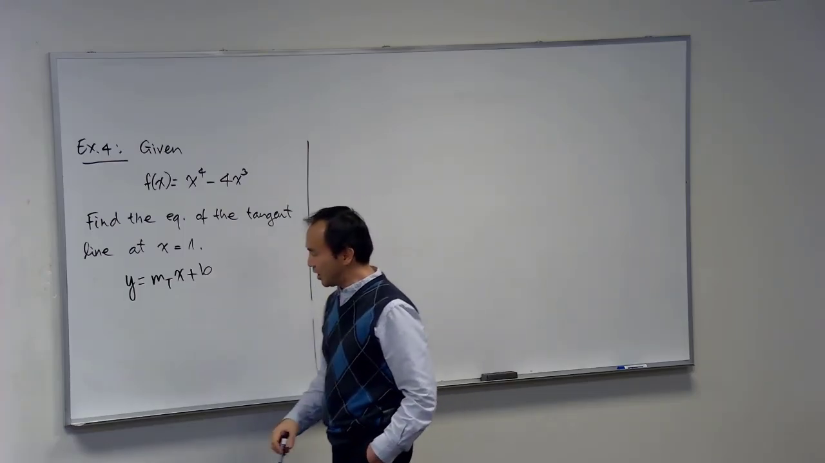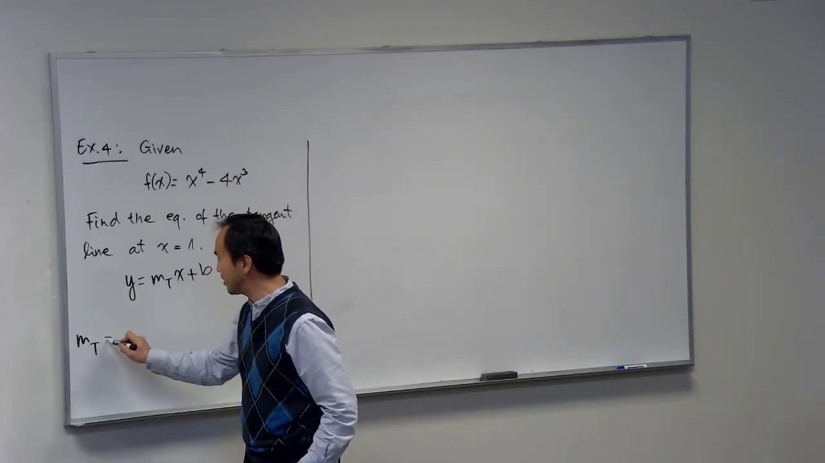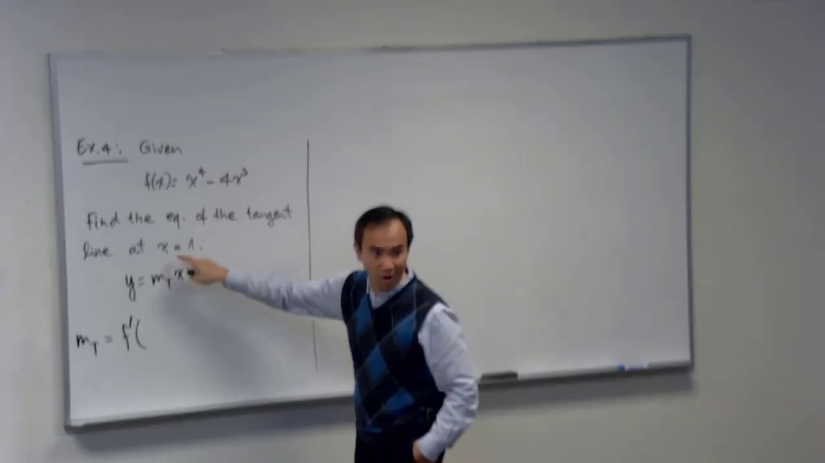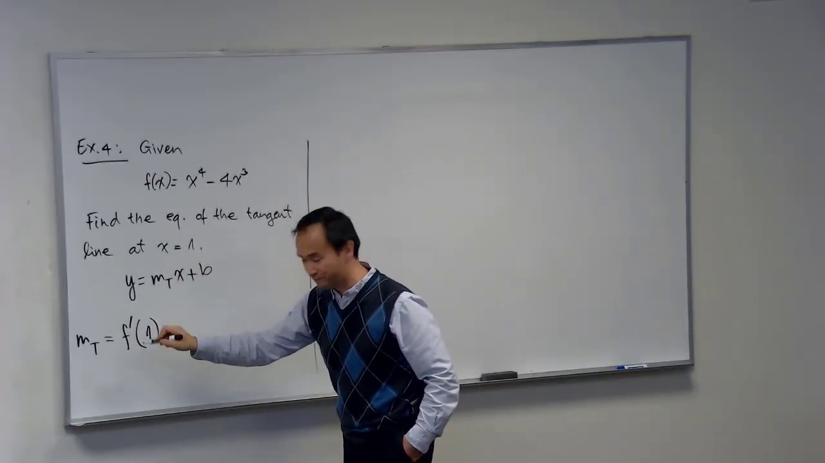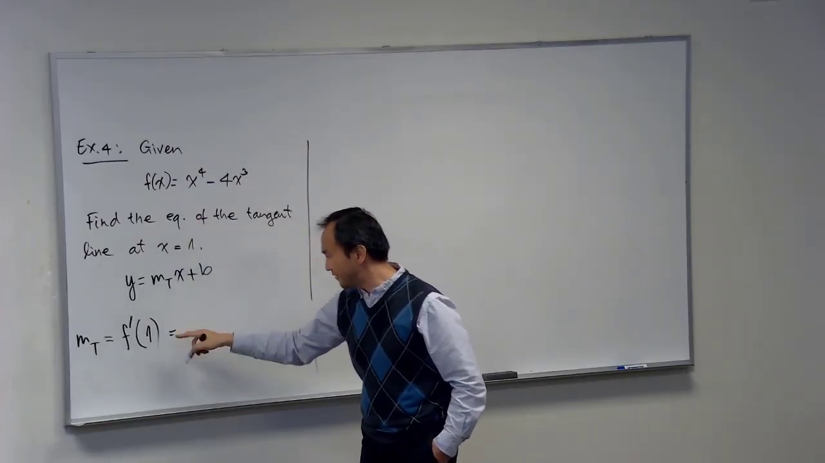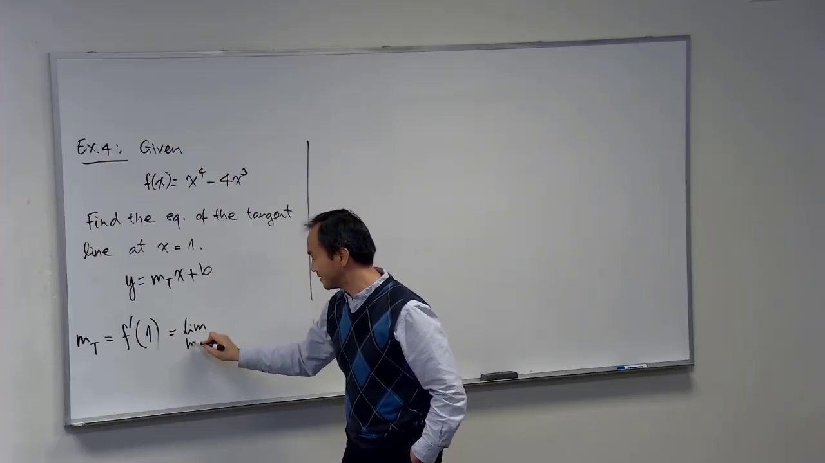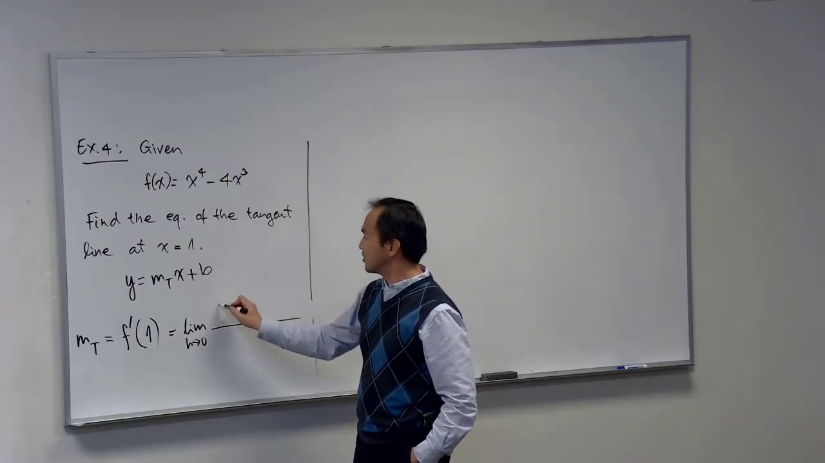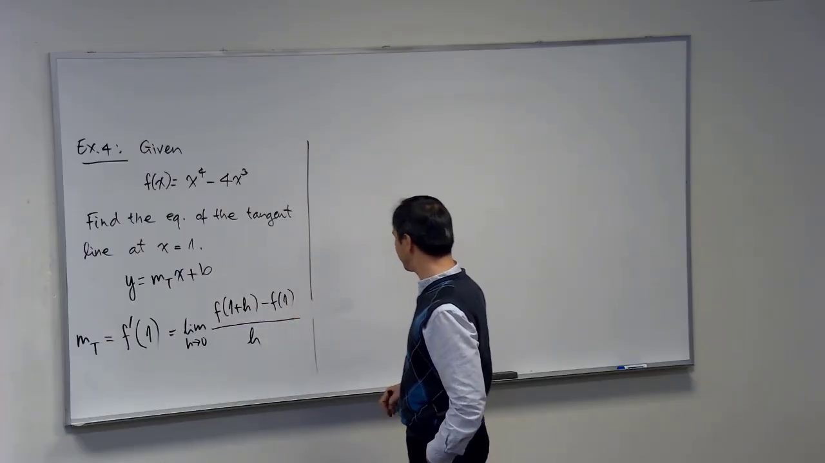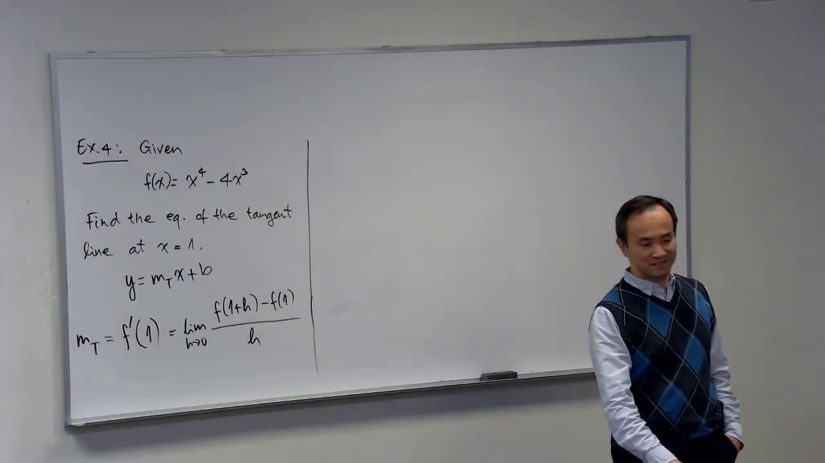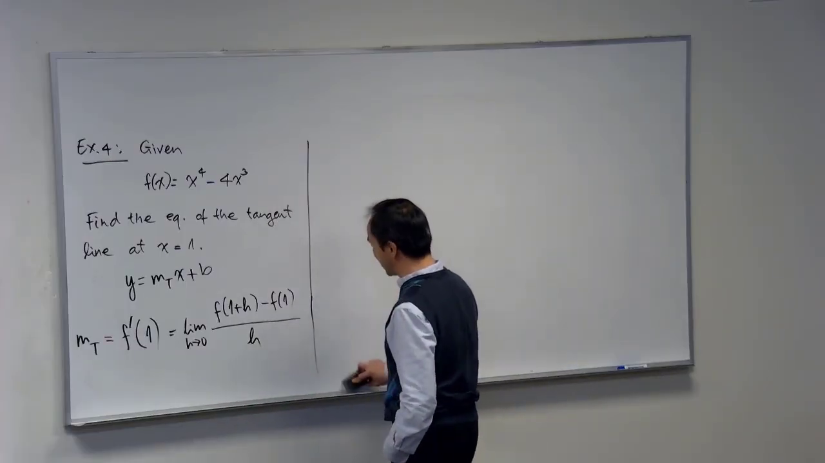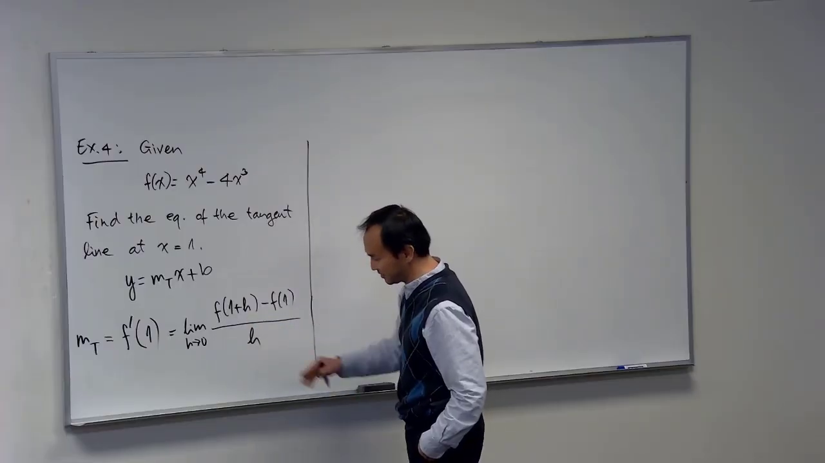So as a starting point, the slope here is calculated as the derivative of the function, but this time at x equals 1. So m_t equals f prime at 1. But then f prime at 1, the derivative of this function or of any function, is calculated as a limit problem on the difference quotient. So here f of 1 plus h minus f of 1, and we're dividing that by h. So the slope of the tangent line is calculated as a derivative, but then the derivative is calculated as the limit problem of a difference quotient.